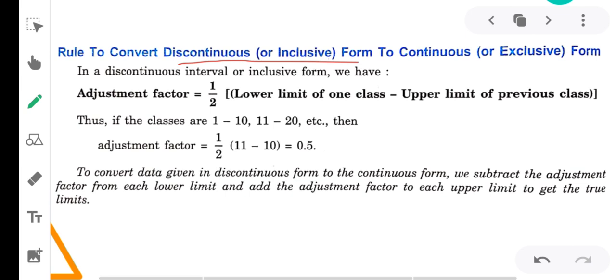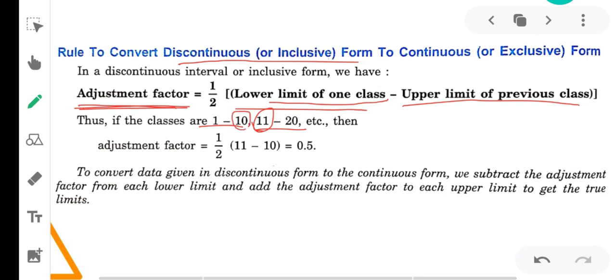So if you need to convert an inclusive form to exclusive form, for that you need an adjustment factor. The formula is 1 by 2 into lower limit of one class minus upper limit of previous class. For example, the class interval 1 to 10, then the second interval is 11 to 20. So the adjustment factor is 1 by 2 into lower limit of one class, for example 11 is the lower limit of this class, minus upper limit of previous class. The upper limit of the previous class is 10.